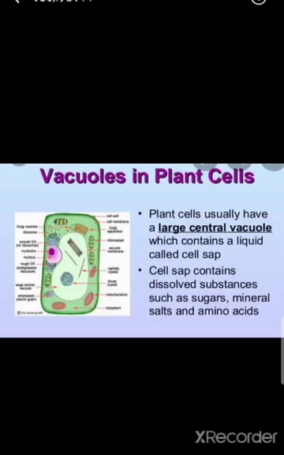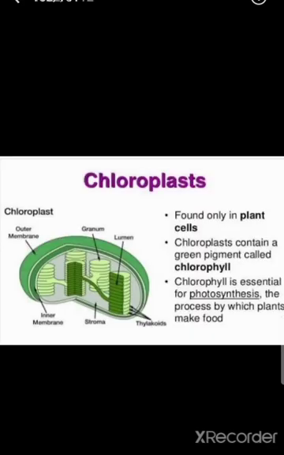Then here comes the vacuole. The vacuole is a bag-like structure in the center of the cytoplasm. It takes up most of the space inside the cell and contains a solution of sugar and salts. Now this solution is called the cell sap. The cell sap pushes the cytoplasm up against the cell wall to keep the cell rigid. So plant cells usually have a large central vacuole which contains a liquid that is called cell sap. Cell sap contains dissolved substances such as sugar, minerals, salts and amino acids.